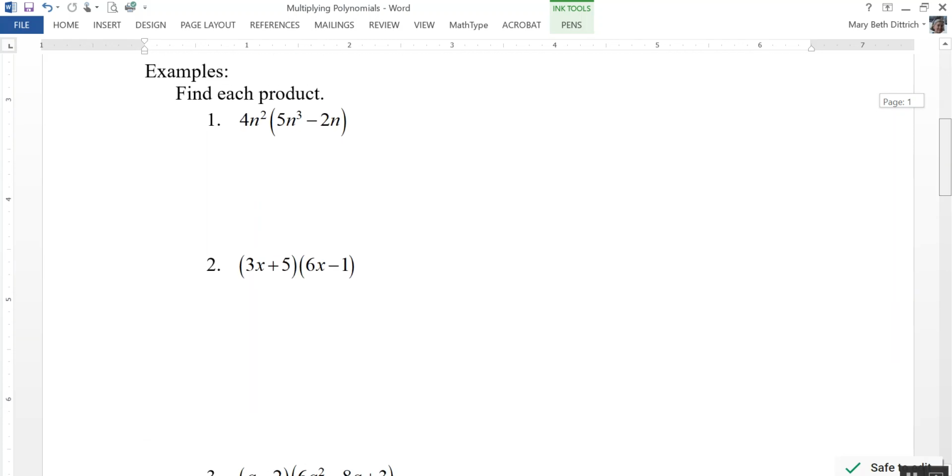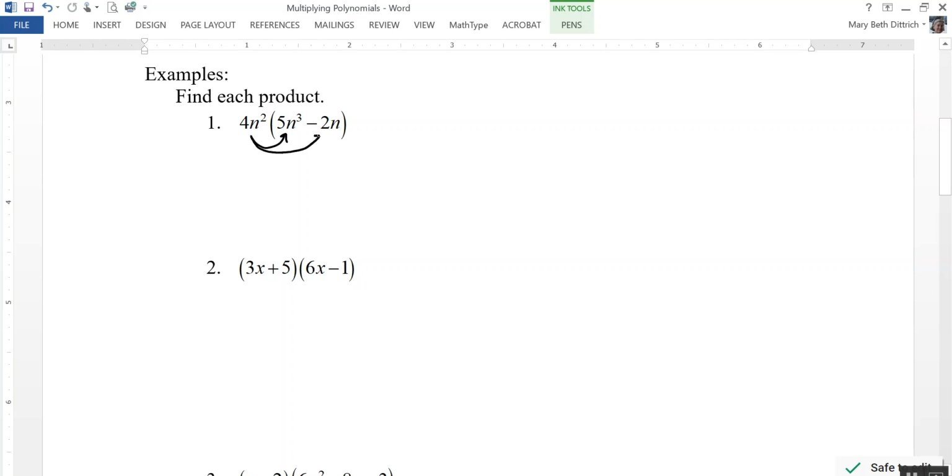First one says 4n squared times the quantity 5n cubed minus 2n. So I want to take this 4n squared and multiply it by both terms in the binomial. So 4n squared times 5n to the third power is going to give me 20, that's 4 times 5, n to the fifth. Remember, I add my exponents. And now I'm going to do 4n squared, let's multiply it by a negative 2n. That's going to give me negative 8n to the third, because remember n here is really n to the 1. Now that's when you multiply a monomial by a polynomial.